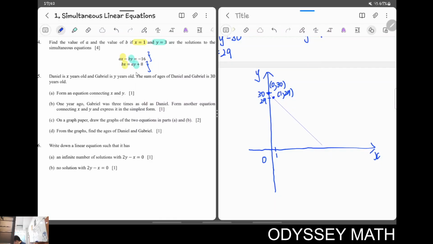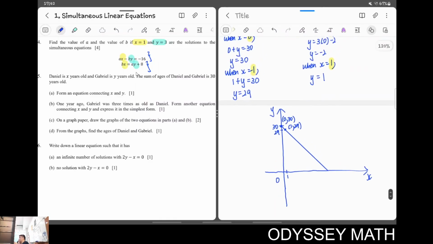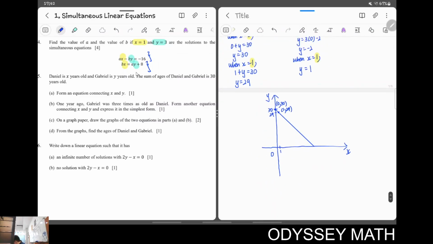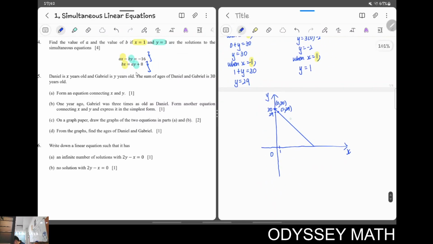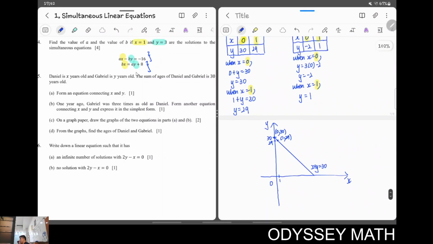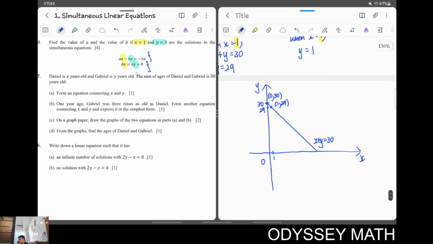Understand? So that's the good thing. That's why I ask you to just do two pairs of values. Join the two dots. And then once you've done that, label the equation of the straight line. In this case, it is x plus y equals 30. Now we do it for the other equation. I'll give you some time to internalize this.